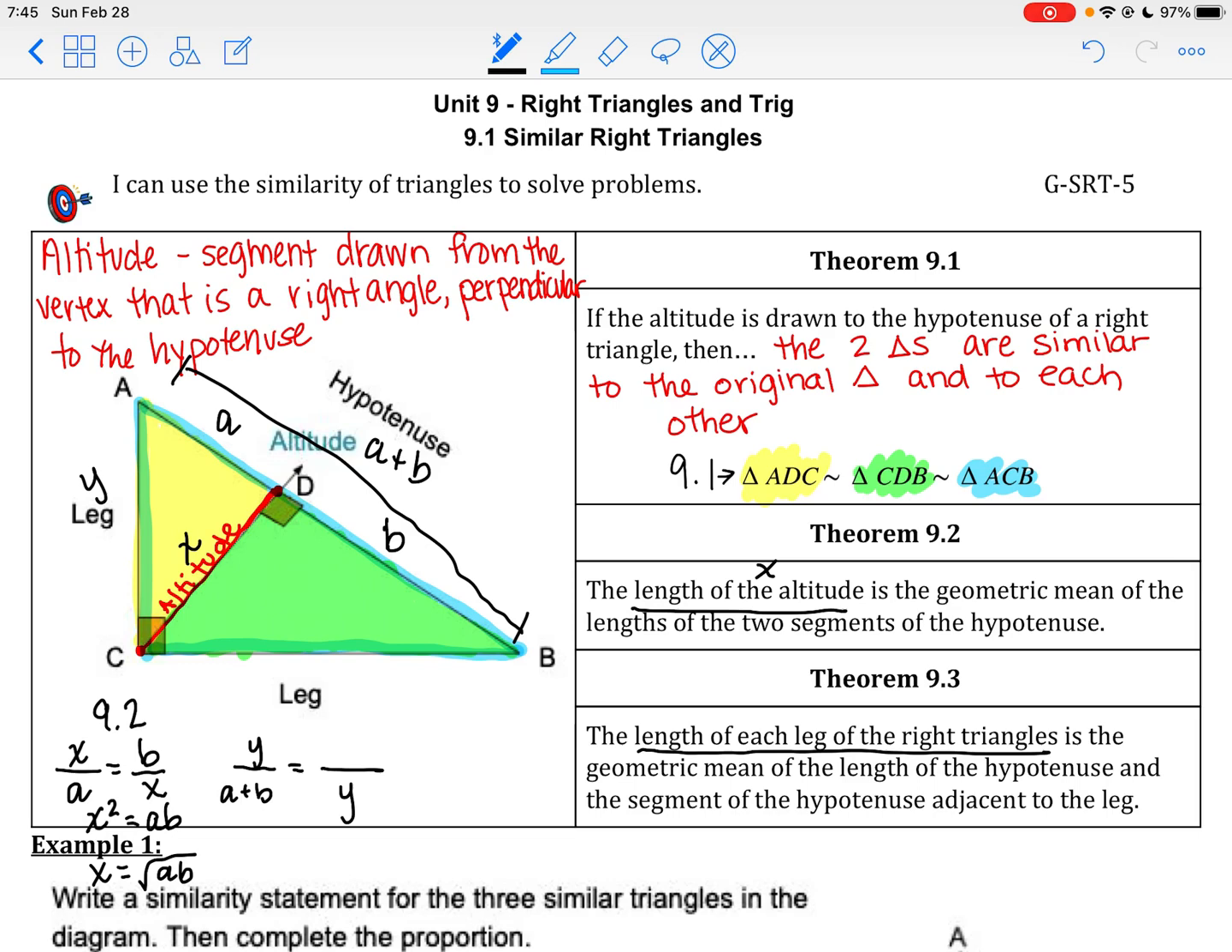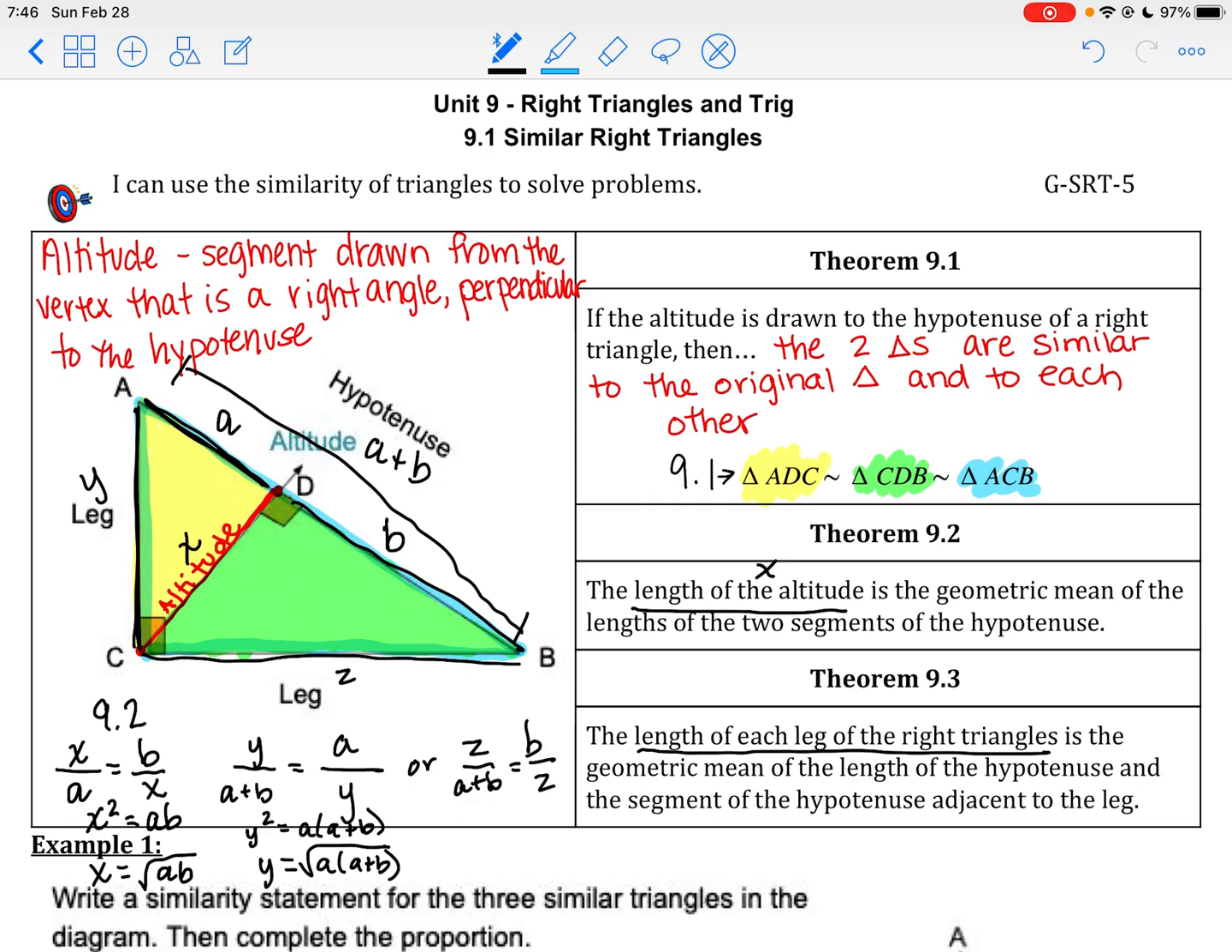And the segment that is adjacent: if I'm looking at the leg that is labeled Y, the segment that's adjacent is A. If I name this other leg Z, I can also set up a ratio for the geometric mean there. It would be the length of the hypotenuse, which is both pieces together, and the piece that is adjacent. Adjacent to this segment that I've labeled Z is segment B. So this would end up as y squared equals A times A plus B, or y is the square root of that product.